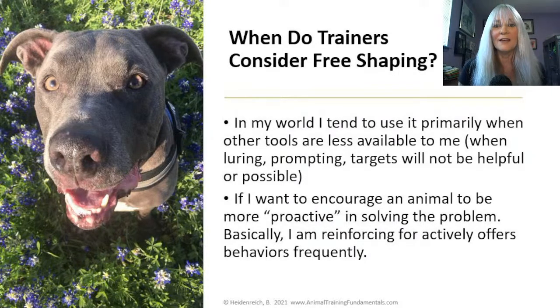The other time that I use it is if I want to encourage an animal to be more proactive in, quote, solving the problem. When we're training a behavior, it often is about figuring something out. It's like solving a problem. So I'm basically reinforcing for actively offering behaviors frequently. I want to teach the animal to offer stuff, figure it out. Maybe you guys have some other situations that you can think of, but those were the two main ones I could think of. And maybe you'll have some other examples as I share some video clips here.